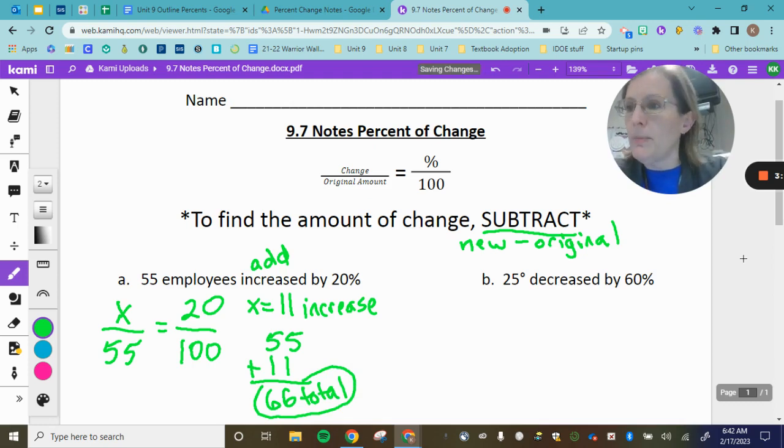So now letter B says that it is 25 degrees decreased by 60%. So that sounds like the weather in Indiana. It's always changing by a lot. So decreased, you're going to end up subtracting to find the new temperature. So try letter B.